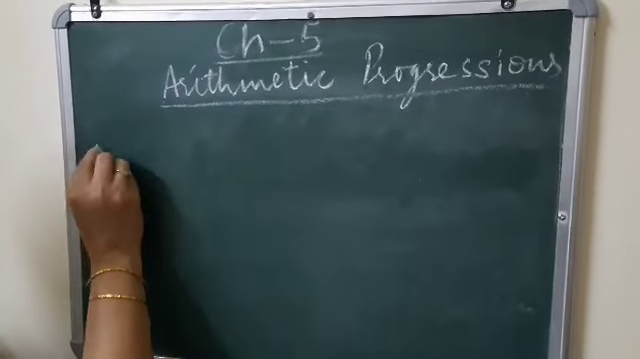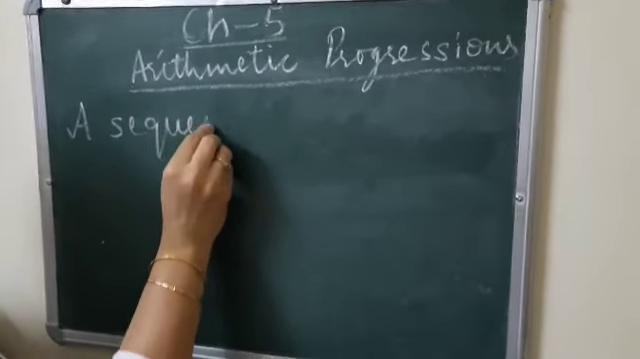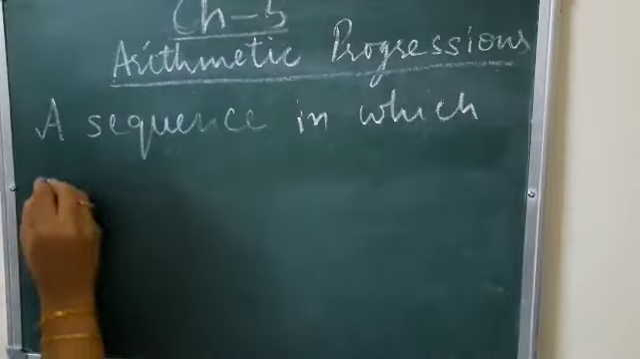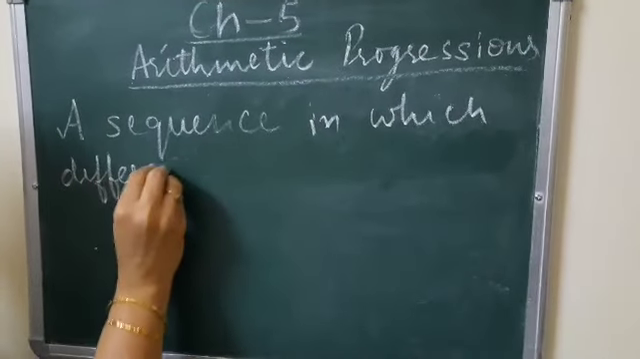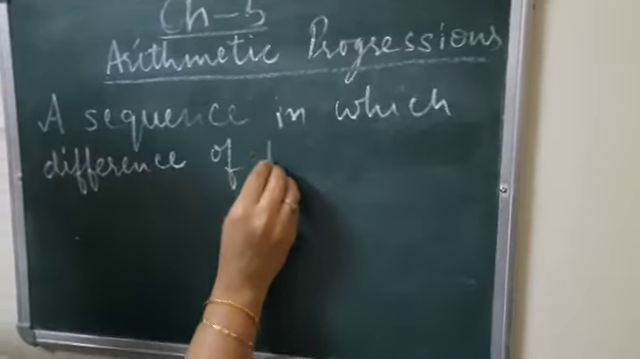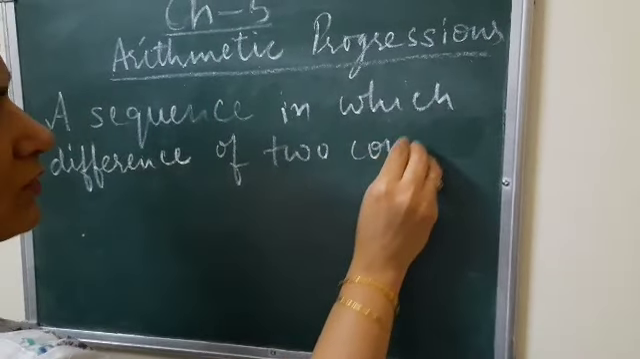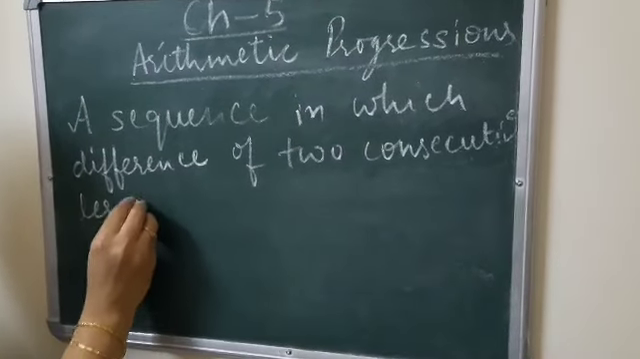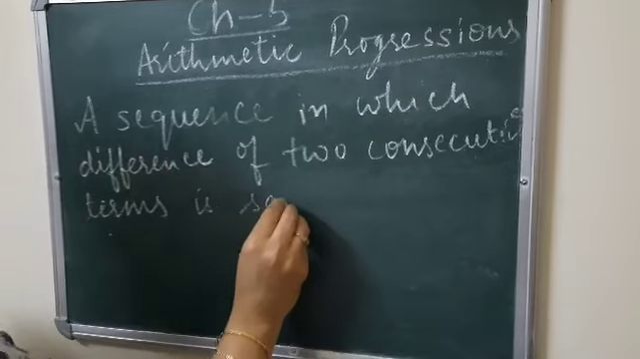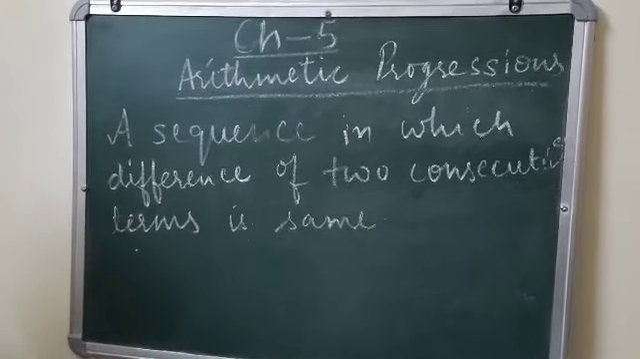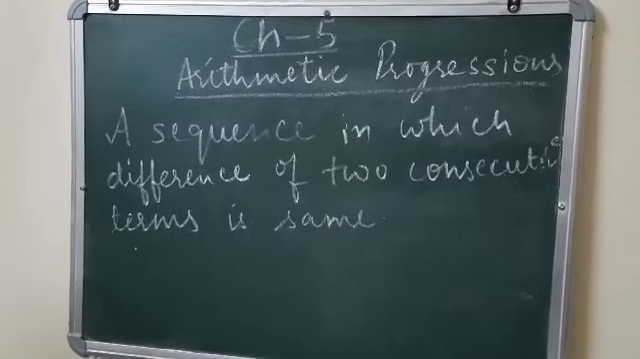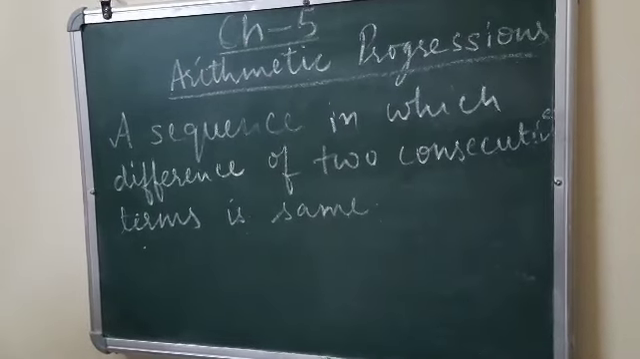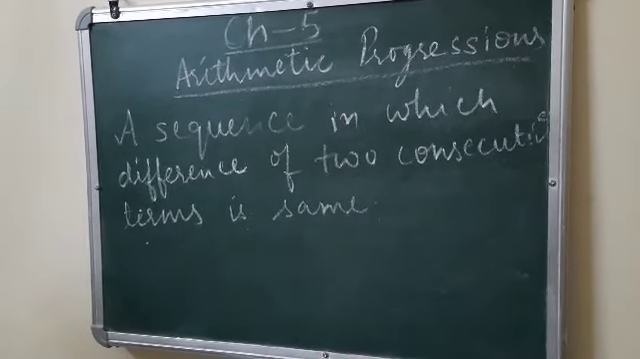Arithmetic progression is a sequence in which the difference of two consecutive terms is the same. In other words, you can say that it is a sequence in which you add a fixed term to each preceding term.